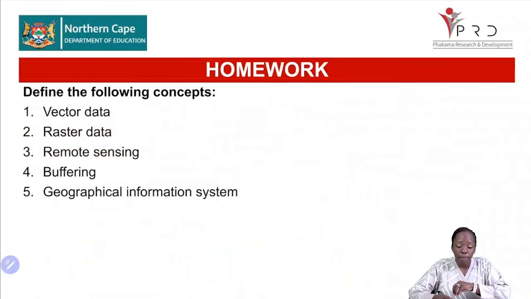Then we're going to look at our homework. In our homework for today, you need to define the following concepts. Number one, the vector data. Number two, you need to define what raster data is. Number three, you need to define remote sensing. And then number four, you define buffering. And then lastly, you need to define what a geographical information system is.